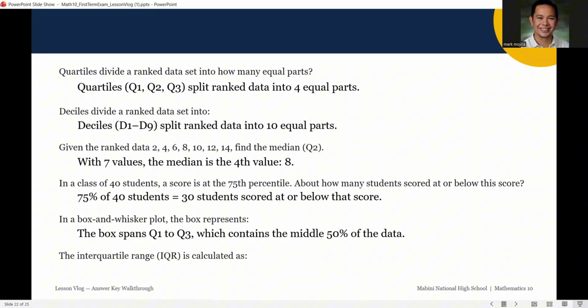Okay? The interquartile range, IQR, is calculated as what? It is actually calculated as quartile 3 subtract quartile 1. So the spread of the middle 50% of the data. So dito natin kinukuha yung IQR natin.